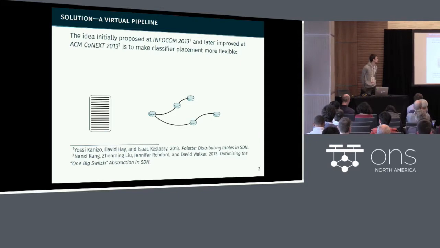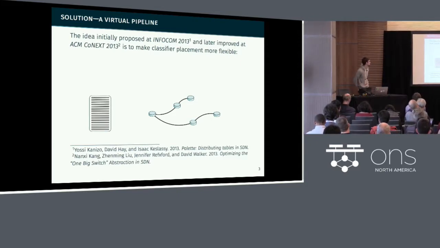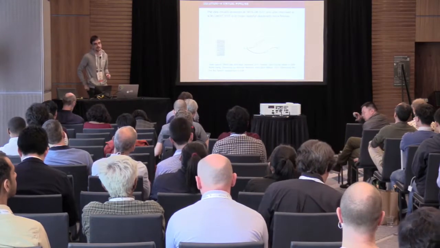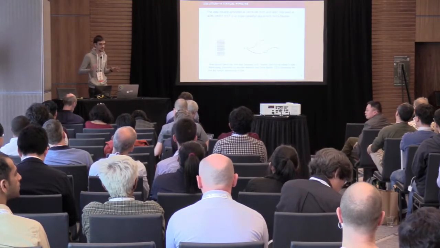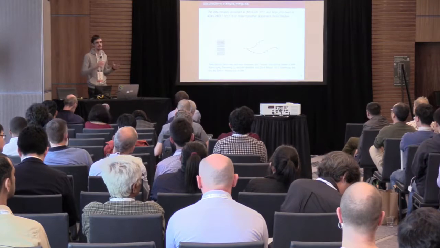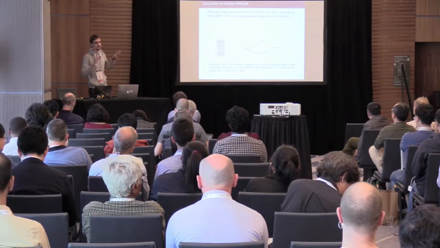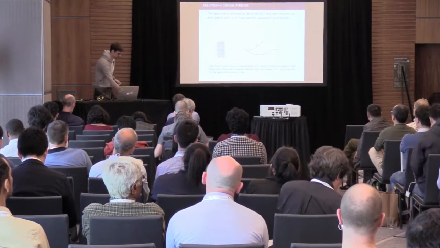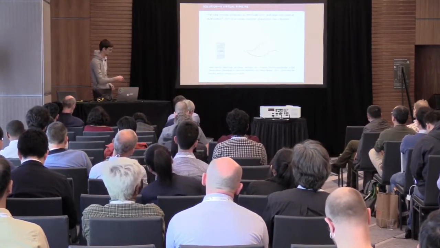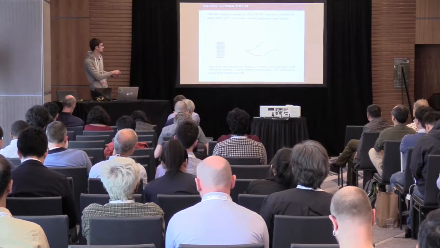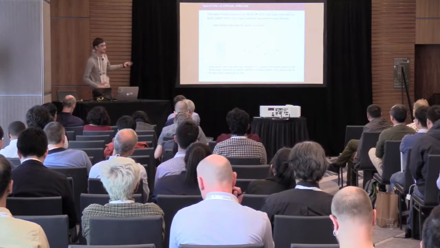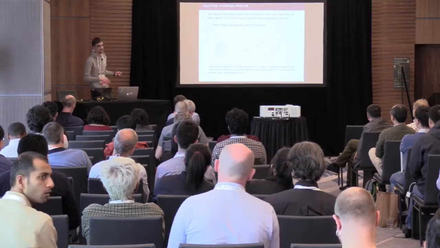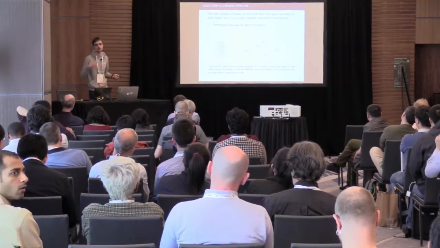One approach that leads to such a solution was initially proposed at Infocom 2013 and then improved at CoNEXT the same year. The basic idea was to make the placement of the classification policy more flexible in the following way. So consider some classification policy here. In this policy, we identify some flow-specific parts, and we assume that to each flow there corresponds some path in the network.